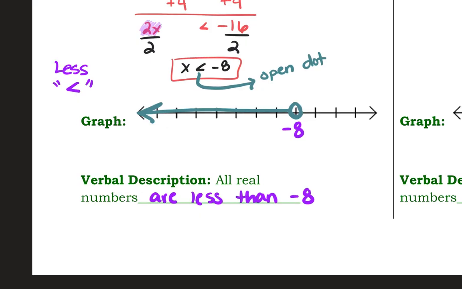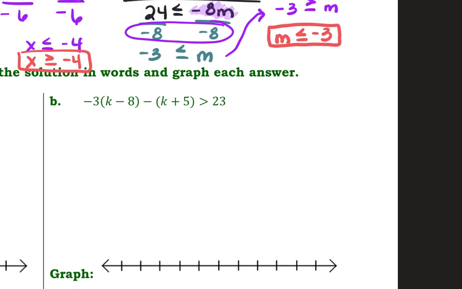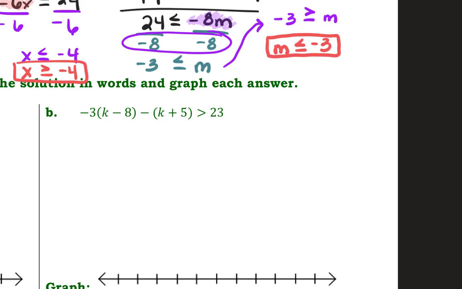Okay, let's try one more, then I'm going to have you guys try one, okay? So let's do the distribution. Let's take that -3 and multiply it by everything. So what's -3 times k? -3k. That'd be nice to have, right? 3k, not -3k, but 3k. What's -3 times -8?